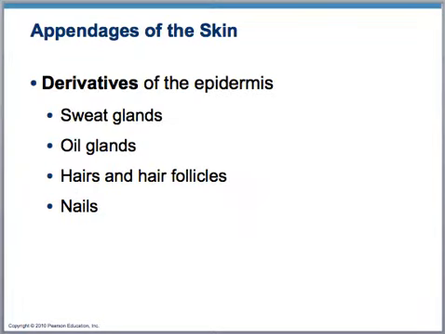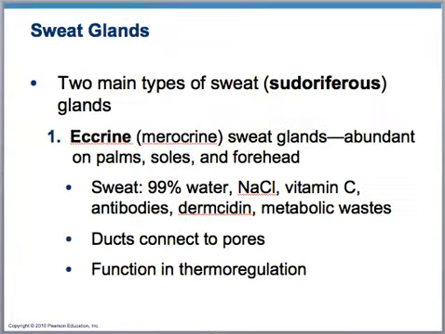Some derivatives, or what we call appendages of the skin, so these are structures that are embedded within the skin that contribute to the skin's function, are sweat glands, oil glands, hair and hair follicles, and nails. We're going to talk about a few of these now. We'll talk about a few of them during 5B.